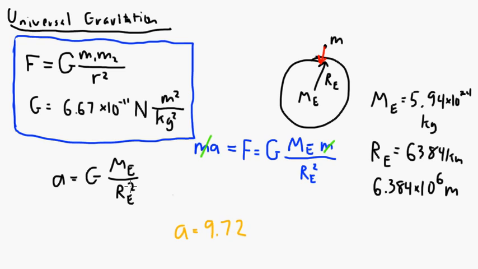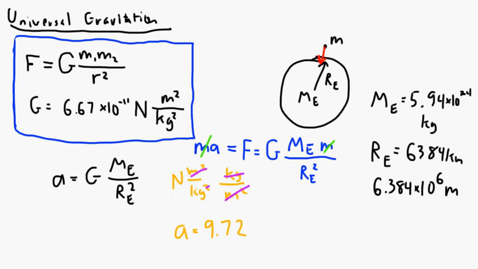So our acceleration here is going to equal 9.72. And let's check our units here. This is going to be this thing here. So I'm just going to do units for this. G is in Newton meters squared per kilogram squared. And mass of the Earth is going to be in kilograms. And then we're going to have the radius of the Earth in meters squared. So what do we have here? We have cancel, cancel, cancel, cancel. And it's newtons per kilogram.